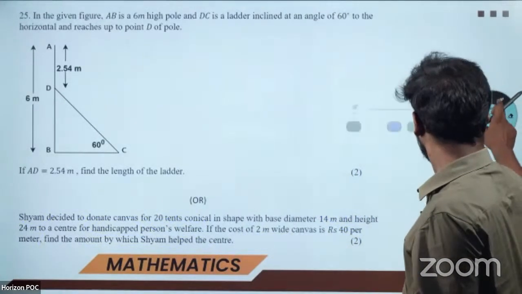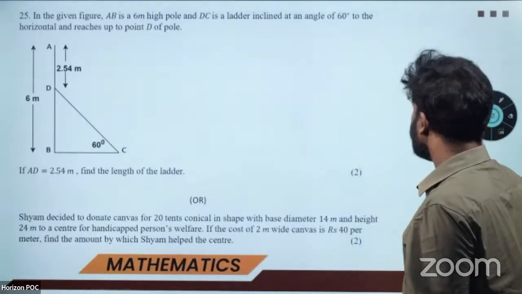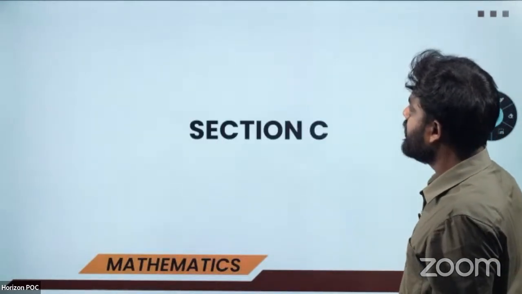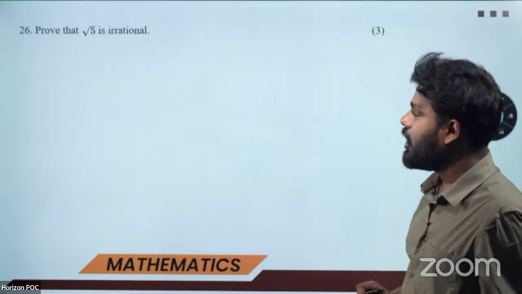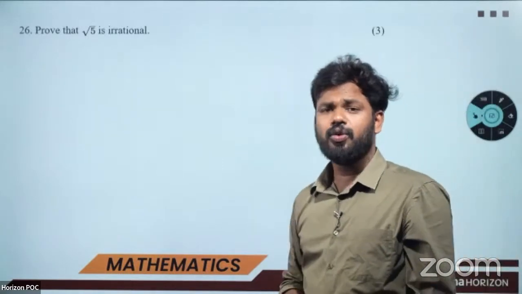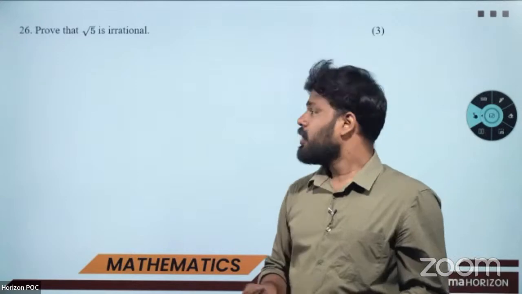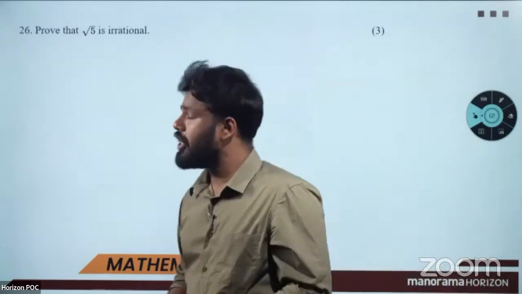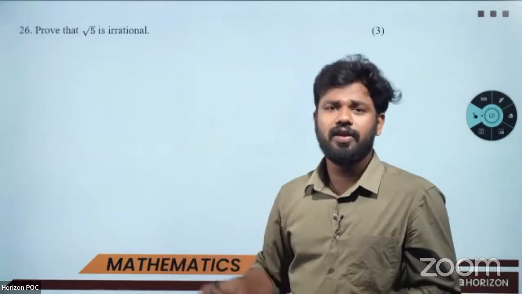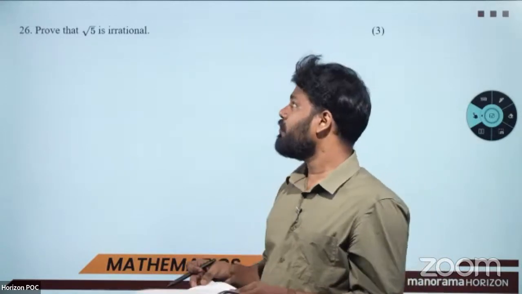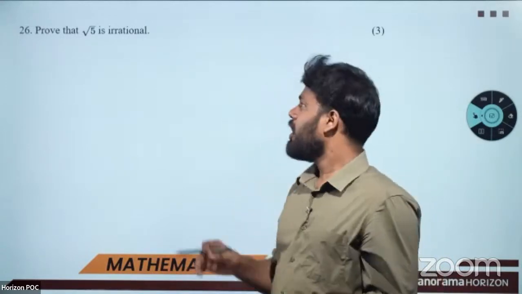We are running out of time, so I'm going a little quicker. Question number 26, moving on to section C. There were two questions which were out of syllabus, right? So for this session, I have changed those questions, and this question is from the syllabus, that is proving that root 5 is irrational, which is part of the syllabus.